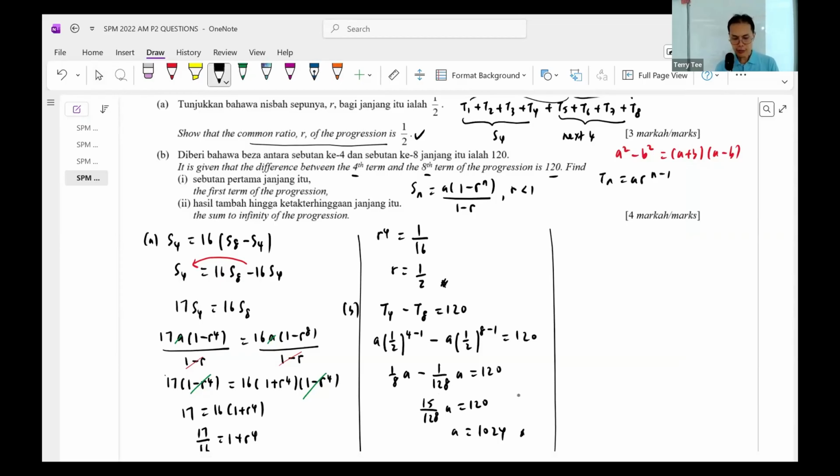Now that we got this answer, next we will find the sum to infinity. I've got my first term, I've got my common ratio. Sum to infinity is very simple. The formula is a divided by 1 minus r. My a is 1024, my r is half. 1 minus half is half. 1024 divided by half is 1024 times 2, which is 2048.